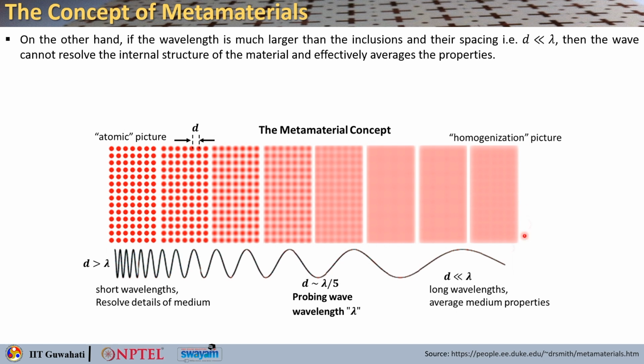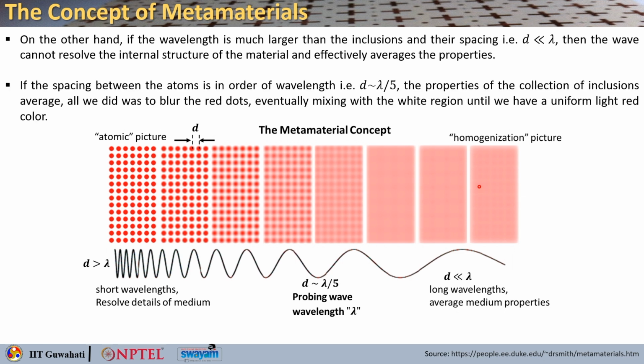On the other hand, if you see from this side, we just saw that if lambda is much larger than d, the wave is unable to resolve any internal structure of this material, and rather it will give you an effectively average property, right. So, what happens in between? This is where the homogenization picture takes place, and this is where the atomic picture is. Then there is something in between. So, what is this in between?